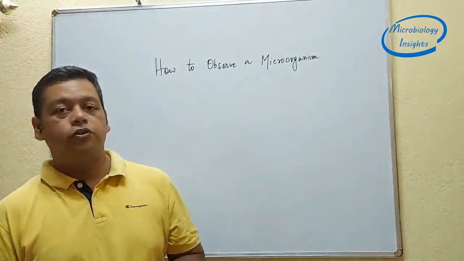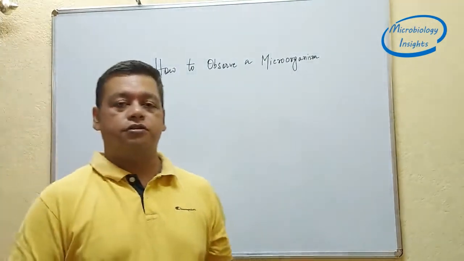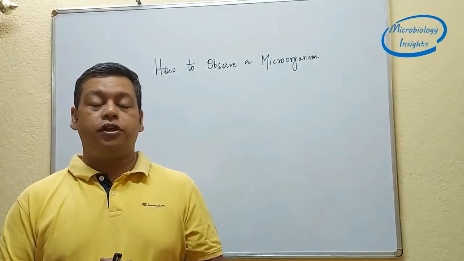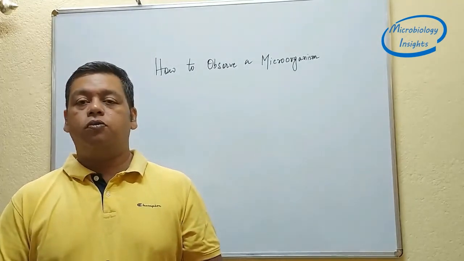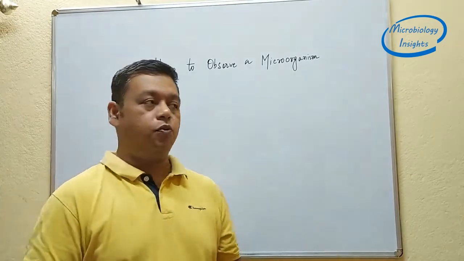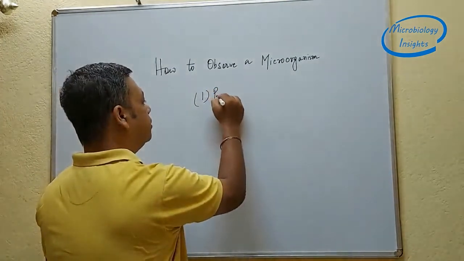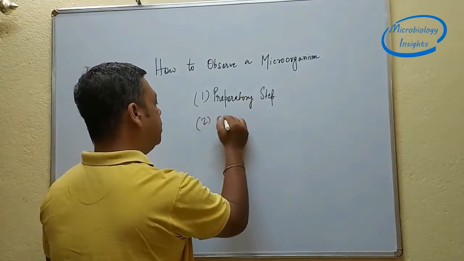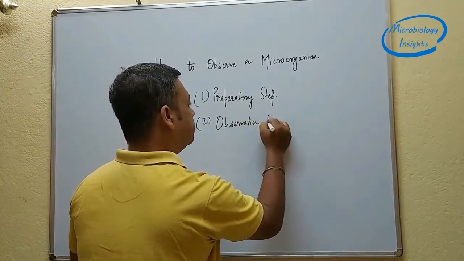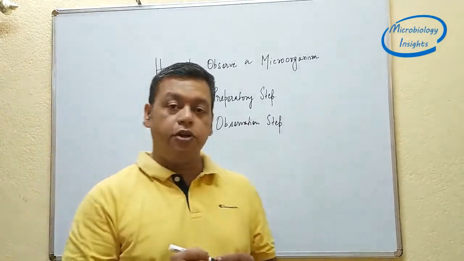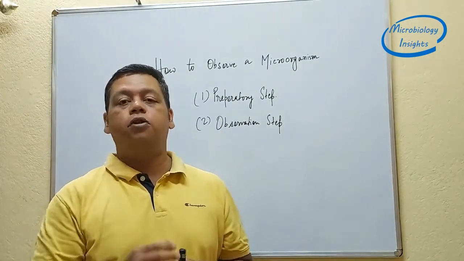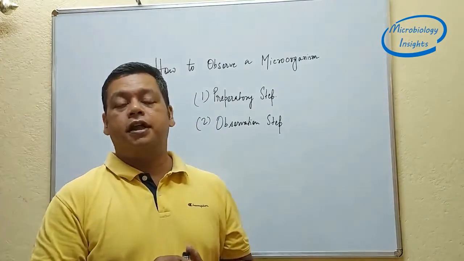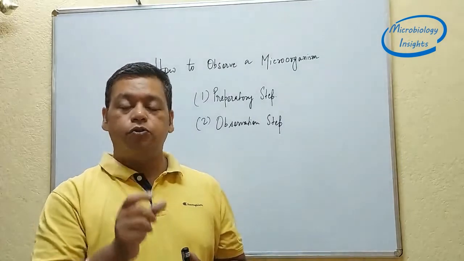In today's session, we are going to discuss how to observe a microorganism. As we all know, microorganisms are so small that they cannot be observed with the naked eye. So in order to observe a microorganism, there are two steps. One is the preparatory step and the other is the observation step. In the first step, we need to prepare a microbe so that it can be observed under a microscope, and in the observation step, we observe that prepared microbe through the microscope.